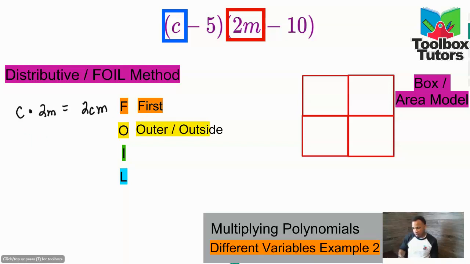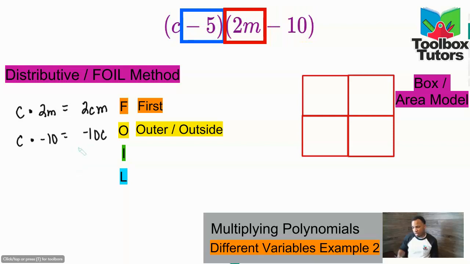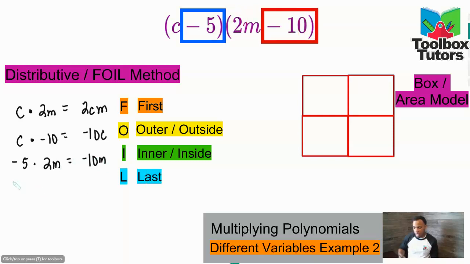Next, we have c times negative 10. This gives us negative 10c. Now we'll move to the second term in the first parentheses and multiply by everything in the second parentheses. So here we have negative 5 times 2m. This gives us negative 10m. And last, we have negative 5 times negative 10, giving us 50.